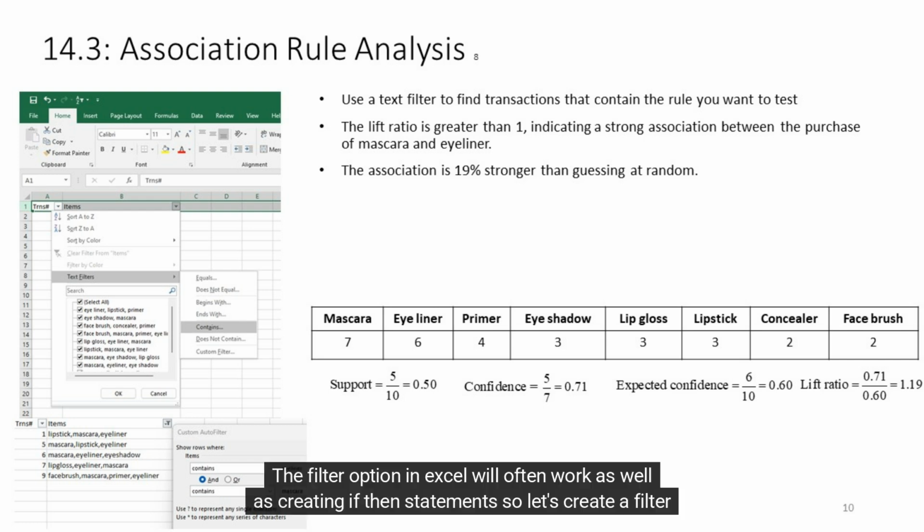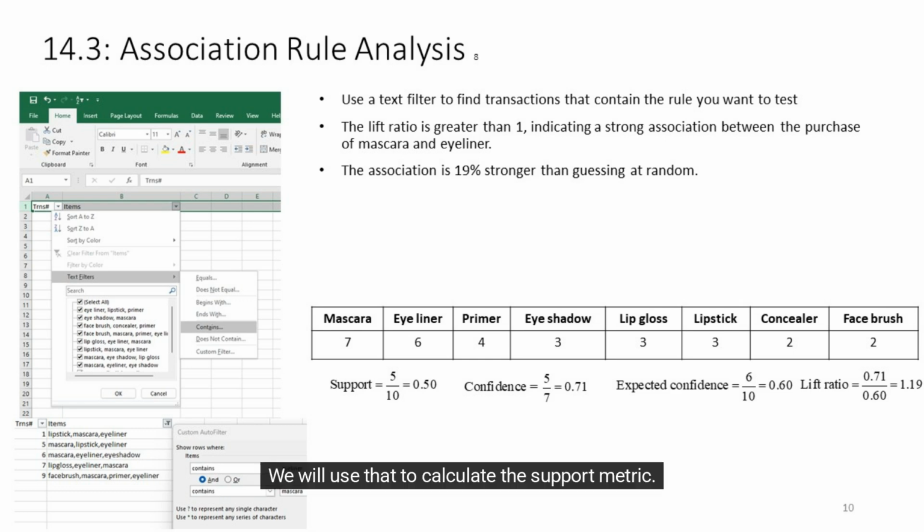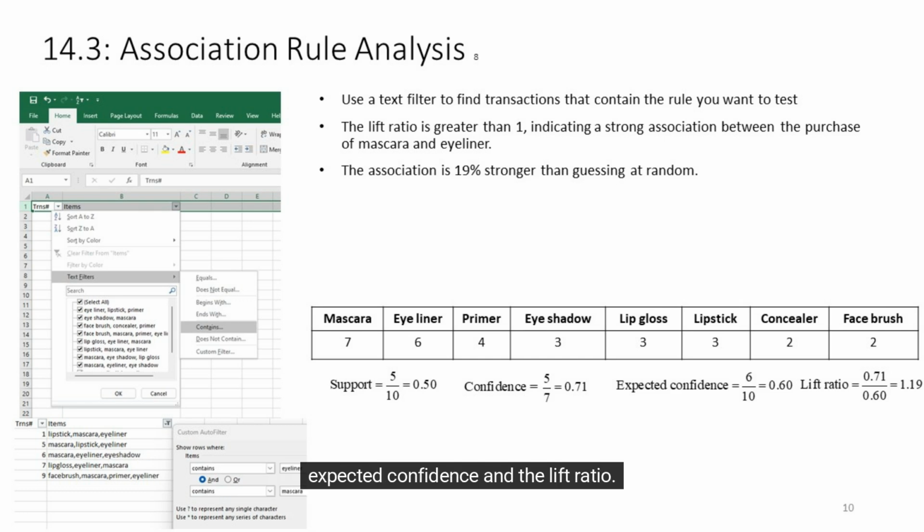The filter option in Excel will often work as well as creating if-then statements. So let's create a filter rule that counts the number of times a transaction included both mascara and eyeliner. Our filter results correctly identified 5 transactions that included both items. We will use that to calculate the support metric. We can continue on with the text filter rules to determine the counts needed to calculate confidence, expected confidence, and the lift ratio.